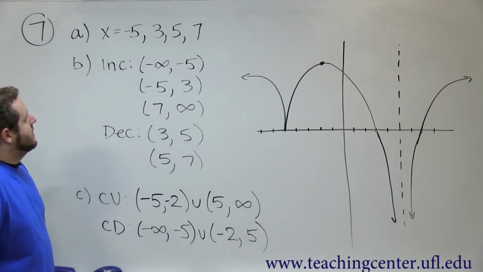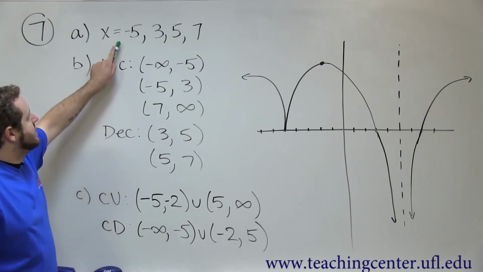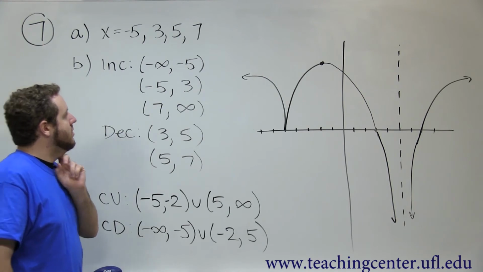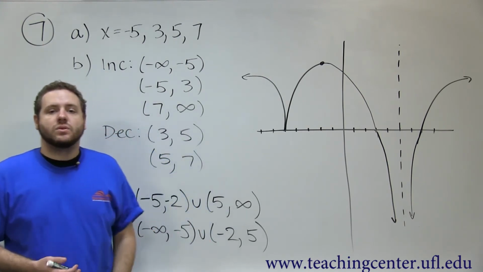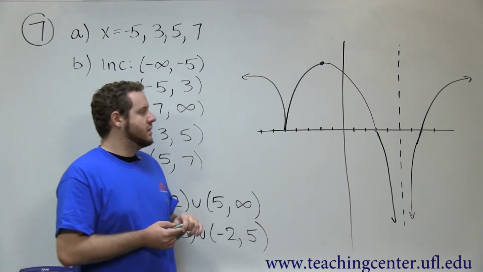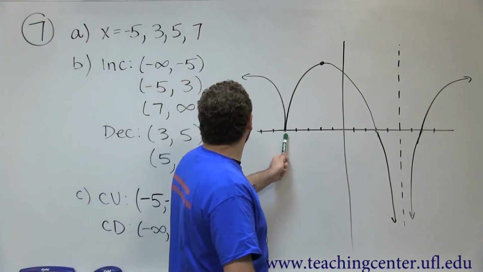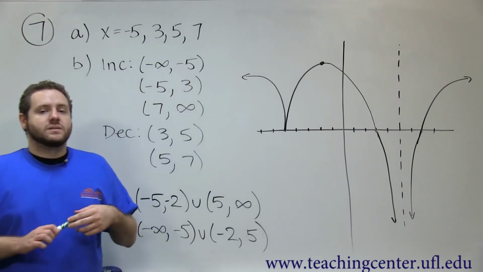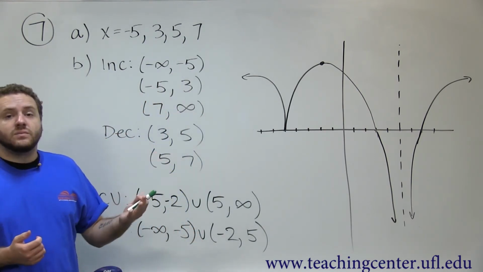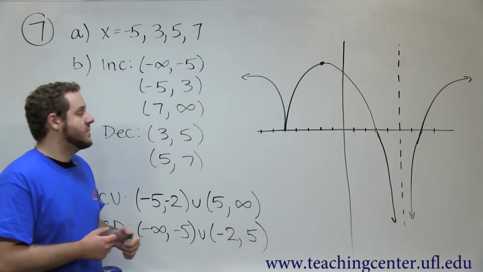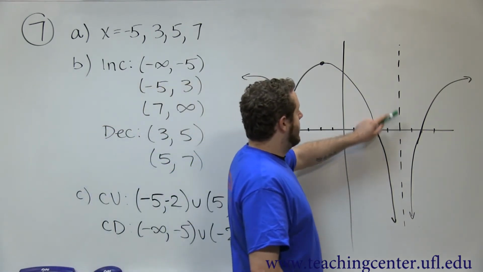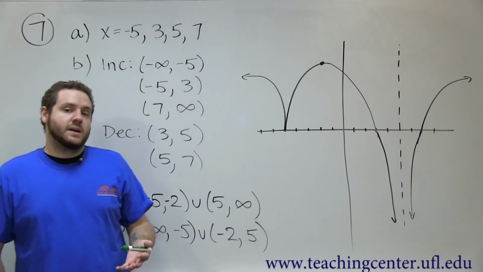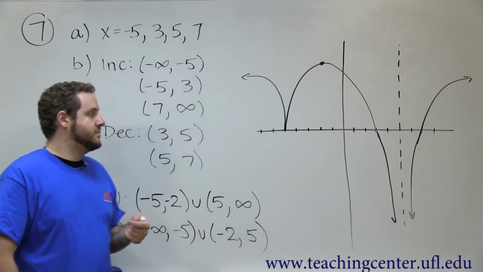So what we know is that at these critical numbers, -5, 3, 5, and 7, our function has some sort of horizontal or vertical tangent line. And at -5, at 3, and at 7, it's definitely a horizontal tangent line because our derivative is 0, which means the slope of the tangent line is 0. At 5, our derivative is undefined, so that means our slope is undefined. In other words, we have a vertical tangent line.